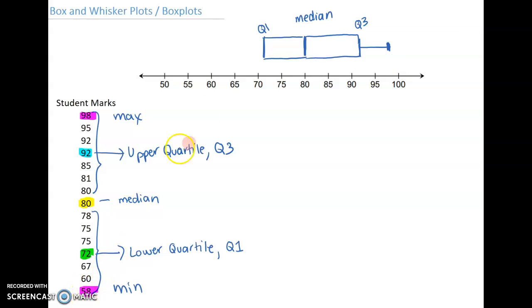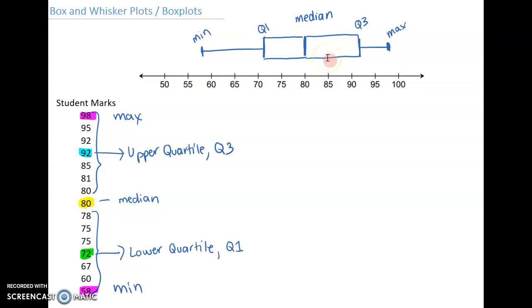And then 58 was our minimum, which is somewhere around here, and that's our bottom whisker, which is attached to the box. So there's our min, our max, our quartile 1, our median, and our quartile 3. And that's how we draw a box plot.